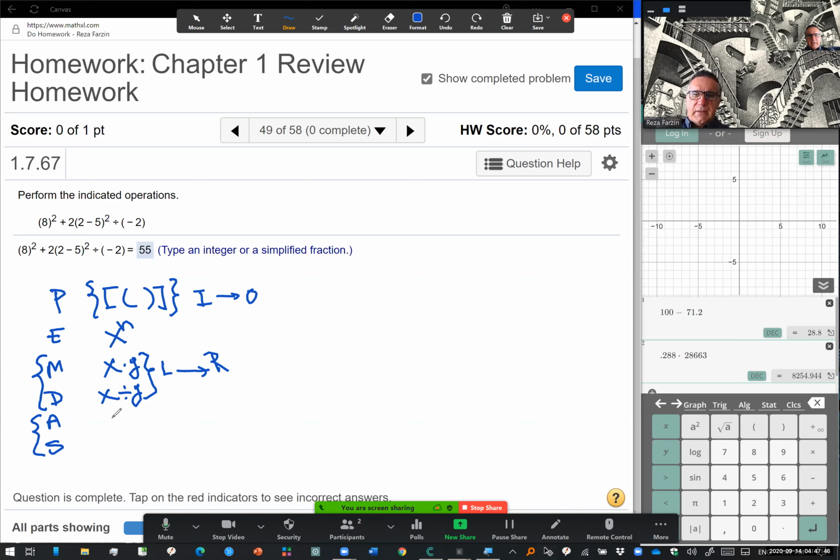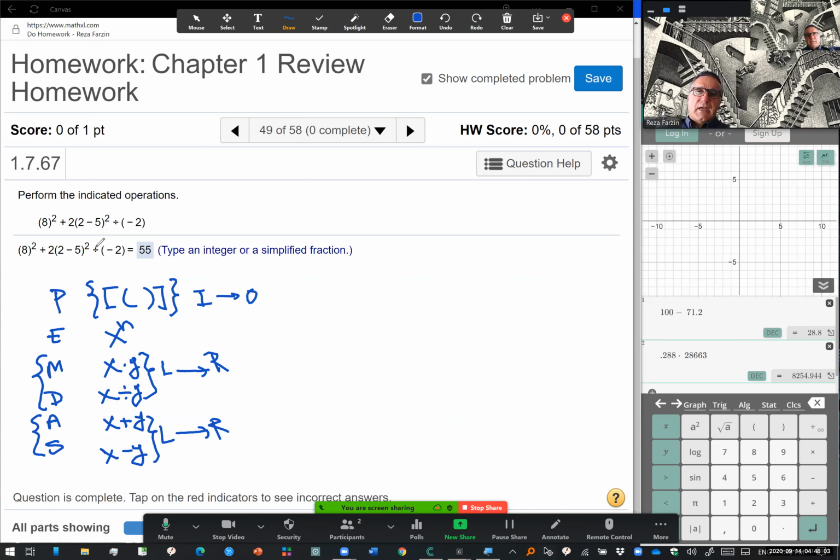And here we have addition and subtraction. And with these, pretty much the same thing. Work your way from left to right, okay? So now looking up here, right?